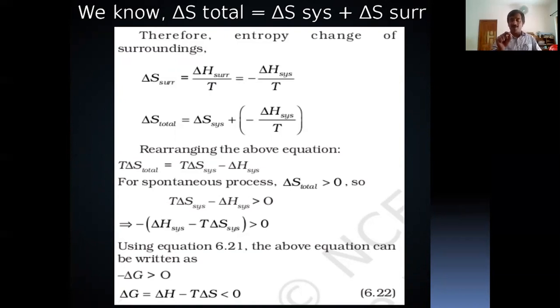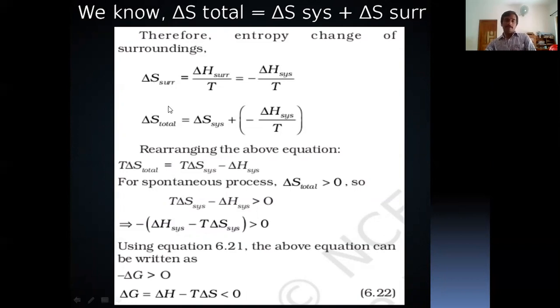Delta H surroundings means the heat energy liberated to the surroundings or heat energy taken from the surroundings. If it is taken from the surroundings, the heat energy is going to the system, or if it is coming out of the system, given by the system and gained by the surroundings. So we can understand that in magnitude delta H system is equal to delta H surroundings, or delta H surroundings is equal to minus delta H system. So we can rewrite it as minus delta H system by T.